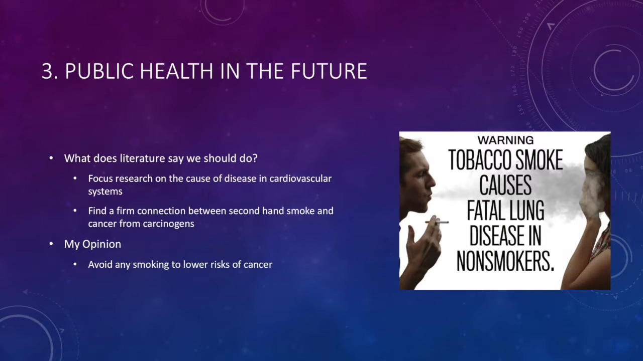Public health in the future. Literature talks about how we should do more research on secondhand smoke and what kind of diseases it causes. Since there isn't a solid link between secondhand smoke and cardiovascular disease, there should be more ways to prohibit smoking, but there isn't a lot to be done since people can always smoke illegally. My opinion on smoking is that people shouldn't smoke, but there's nothing really to stop them. And in order for you to not contract secondhand smoke, you should just stay away from people that are smoking.